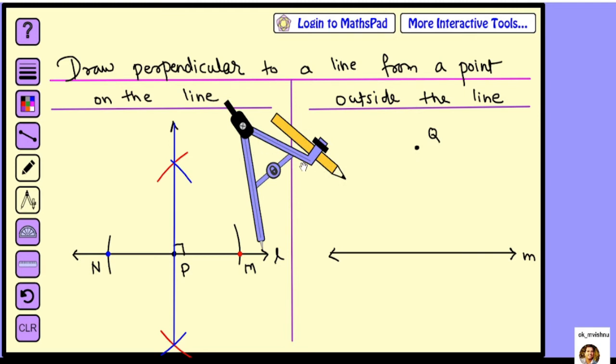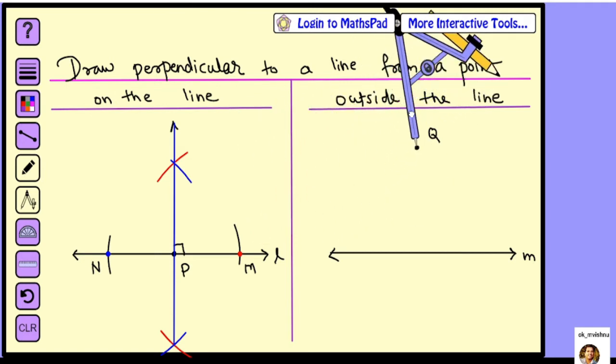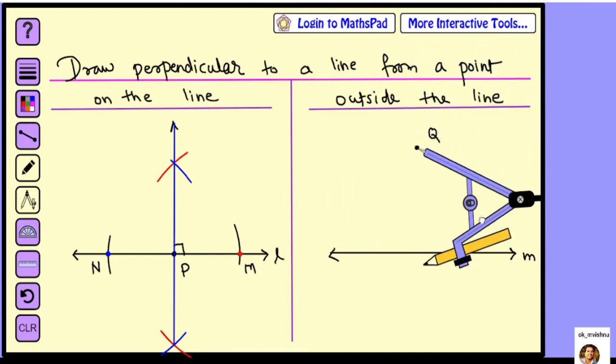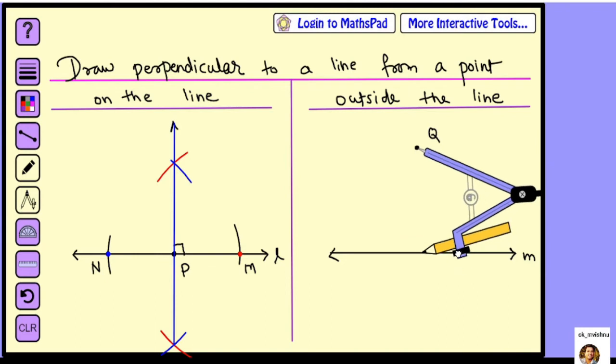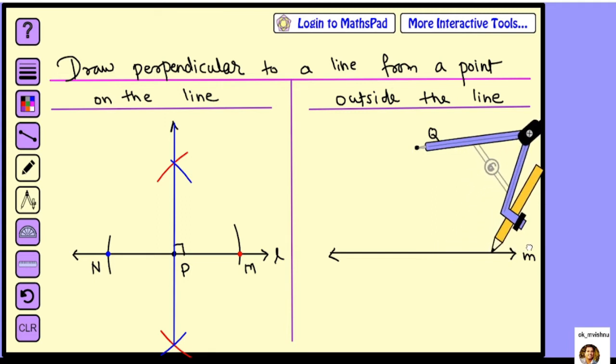Let's see how can we draw a perpendicular to line M from point Q. So for that also you need a compass. So tip of the compass on point Q, and from here we are drawing the arcs on the line. Let's see how we are taking the distance. We are not taking distance equal to the line, right? We're taking some distance like this so that we'll get arc on both the sides.